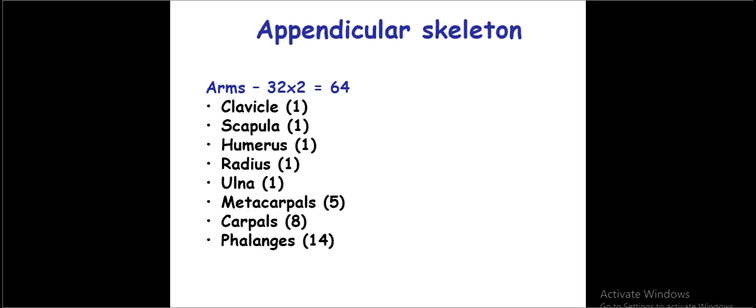Firstly we will deal with the bones of the arms. The total number of bones in the arms is 64. The first one is clavicle 1, scapula 1, humerus 1, radius 1, ulna 1, metacarpals 5, carpals 8, phalanges 14. So the total number of bones in one arm is 32. So in both arms the total number of bones is 64.